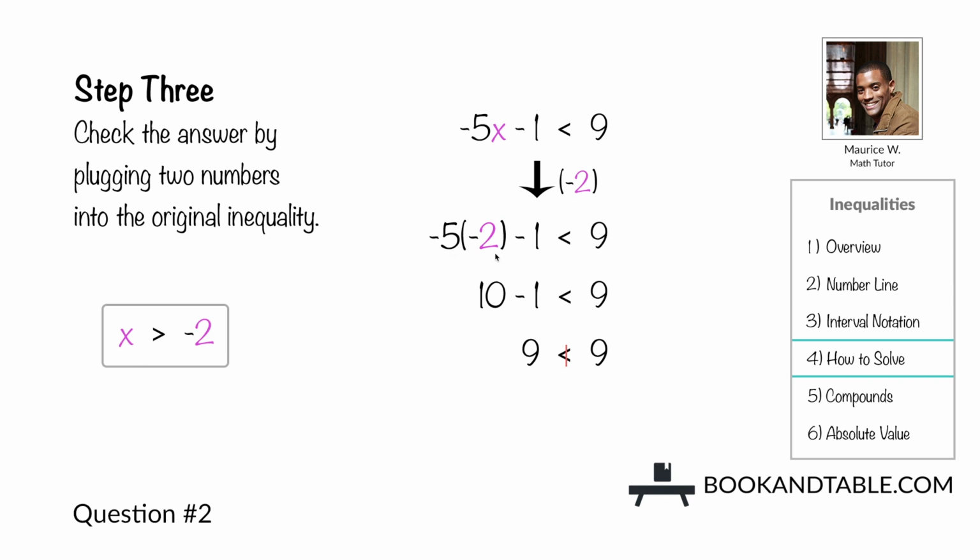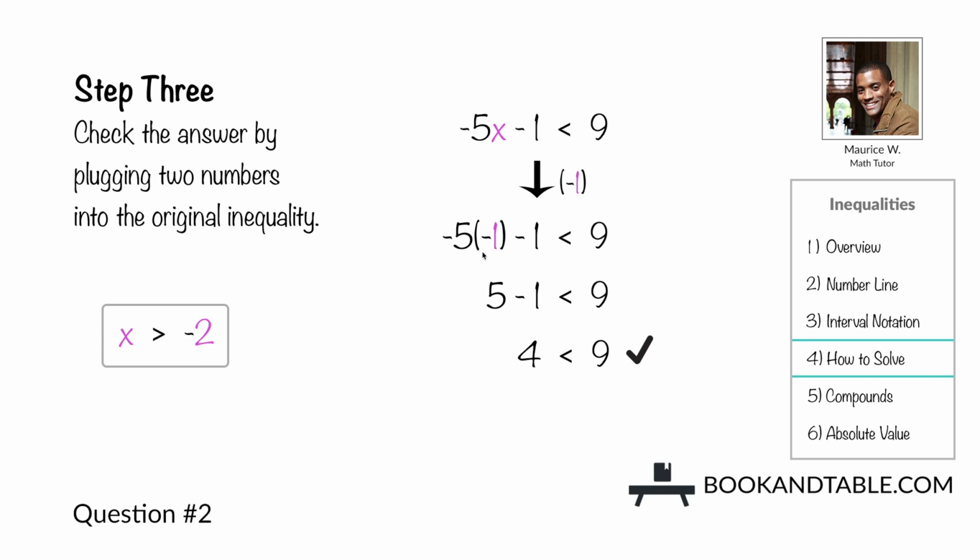Negative 5 times negative 2 would give us positive 10. Positive 10 minus 1 gives us 9, and that leaves us with a false statement. 9 is not less than 9. They're equal to each other. So far so good. If x is larger than negative 2, then let's try negative 1.